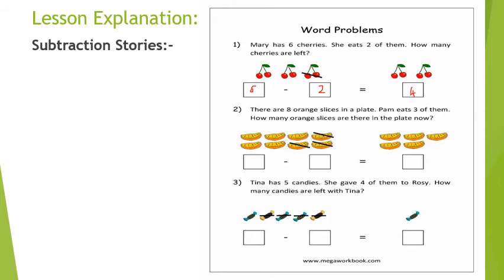There are 8 orange slices on a plate. Pam eats 3 of them. How many orange slices are there on the plate now? Now children, open your 8 fingers because there are 8 orange slices. So open your 8 fingers. Pam eats 3 of them. How many did Pam eat? 3.